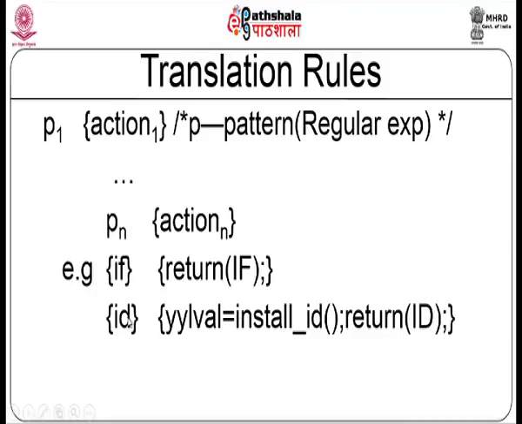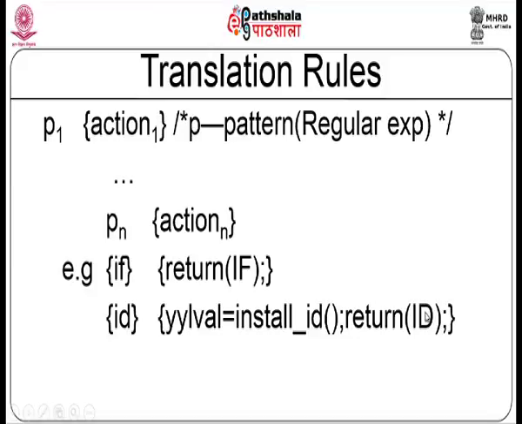ID, if I encounter ID, what is ID? How do I define ID? I would have defined ID already in the declaration section. In the declaration section, we have just now seen that ID basically corresponds to letter followed by letter or digit the whole star. So, if I see that pattern, what do I basically do? I will say YYLVAL is equal to installID of parenthesis. I am going to call this function installID and assign it to the variable YYLVAL, and then I do return ID.